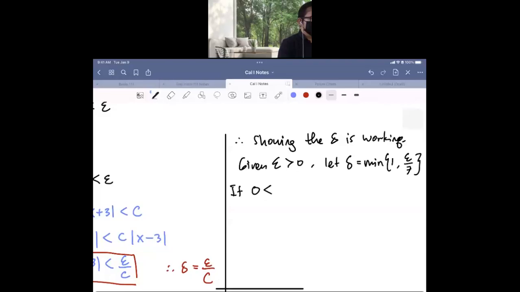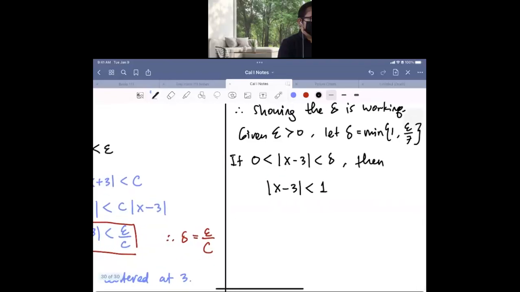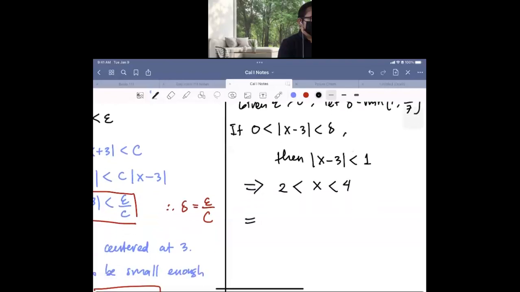So if we have the inequality 0 less than |x minus 3| less than delta, then |x minus 3| is less than 1. And then we have the interval from 2 to 4. From here we get that x plus 3 is less than 7, right? If we add 6 on all sides here, we get x plus 3 less than 7.